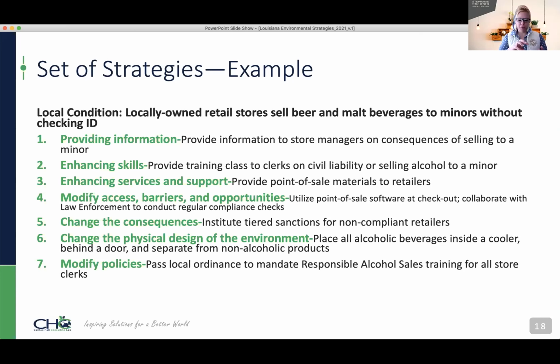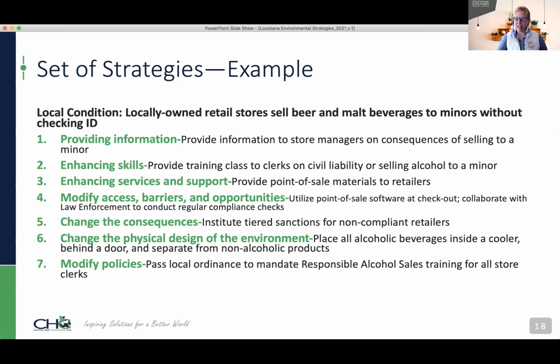And so thinking about how many on-premise, off-premise retail outlets do you have in your community? How many materials are you going to have to get out to those people? The time it takes for staff and volunteers to get those materials prepared, ready, and distributed to all of the outlets. Pretty time and financially intensive. If we look at the environmental strategies, modifying access or barriers or opportunities, we can support the stores in utilizing point of sale software at checkout.